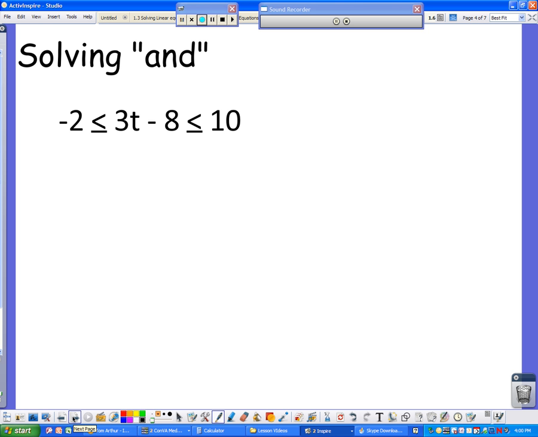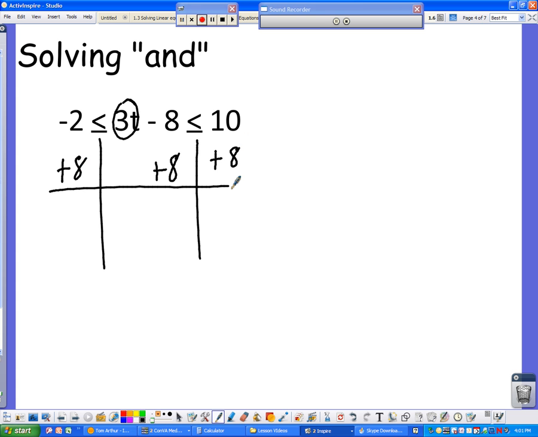Alright, so whenever we're solving an and, we have two inequalities. So we have two boundary lines, just like we did with the equal sign, that we need to take care of. We're solving this for t. The very first thing we need to do is to eliminate this -8. Since we have two boundary lines, not only are we going to add 8 in the middle, but we need to add 8 on each side. So now we need to add 8 to the left side and to the right side.